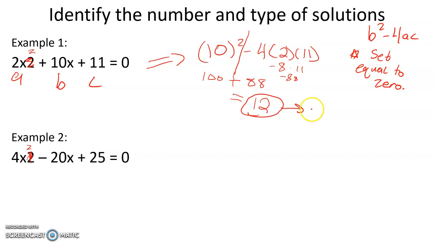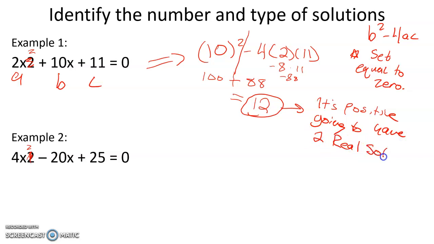Now, 12, again, that number only tells me... well, let me back up. The only thing I really care about for this number is if it's either positive or negative. It's not 0, so it's either positive or negative. It's a positive number. So this equation is going to have 2 real solutions, all right? 2 real solutions. There we go, okay?